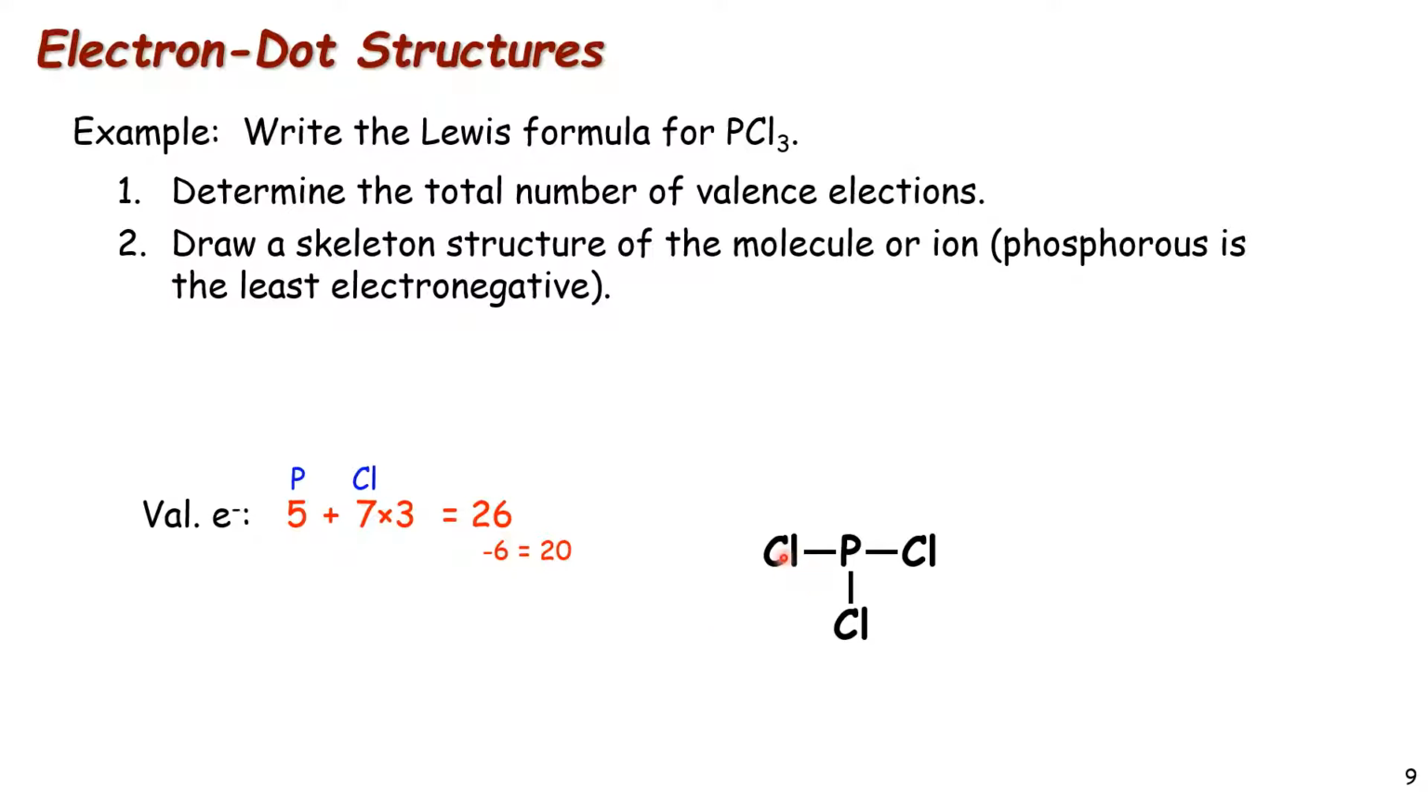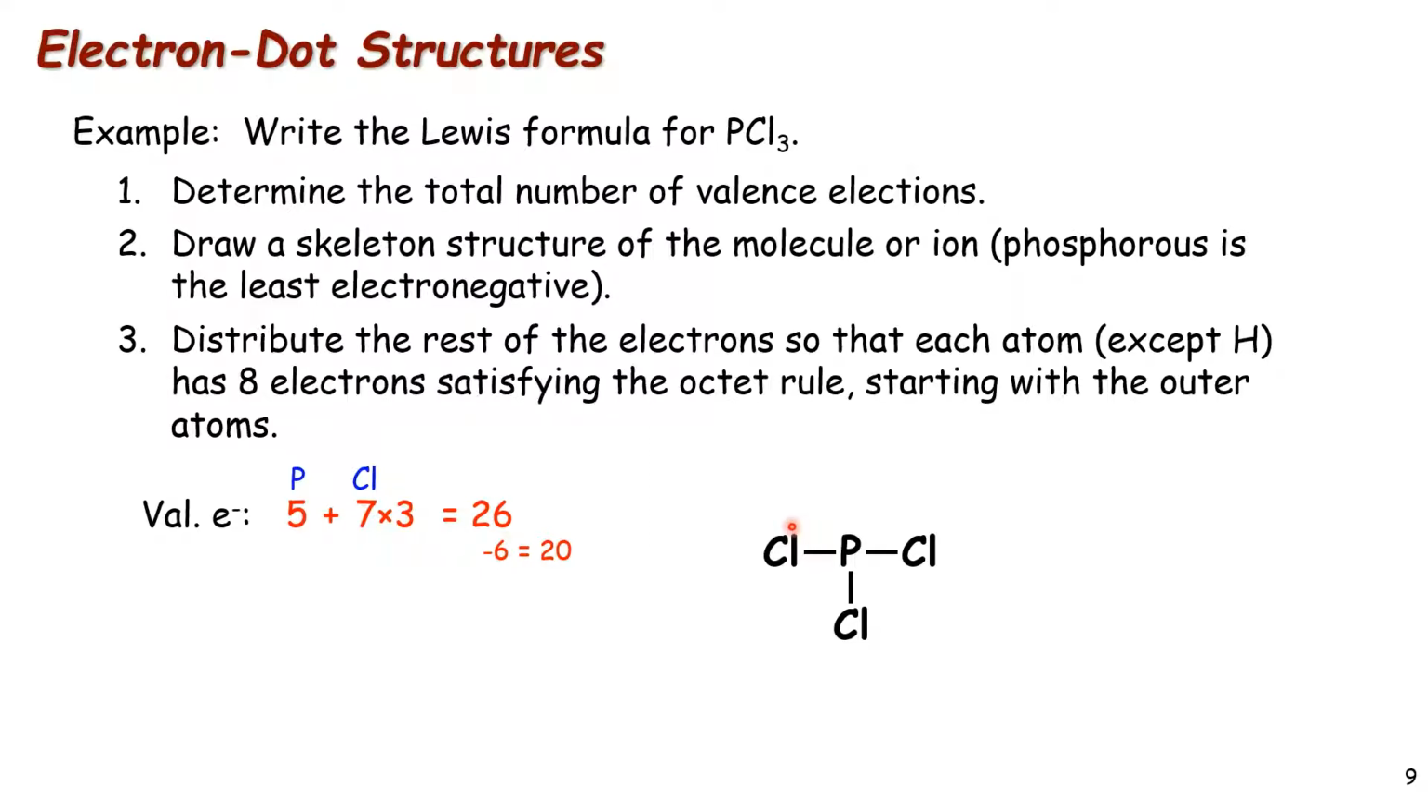So right now, let's look at this chlorine. So it has 2 electrons so far. So now let's go with 4, 6, and 8. This one also has 2, 4, 6, 8. This one has 2, 4, 6, 8. So now we've used 2, 4, 6, 8, 10, 12, 14, 16, 18 electrons. We still have 2 left.